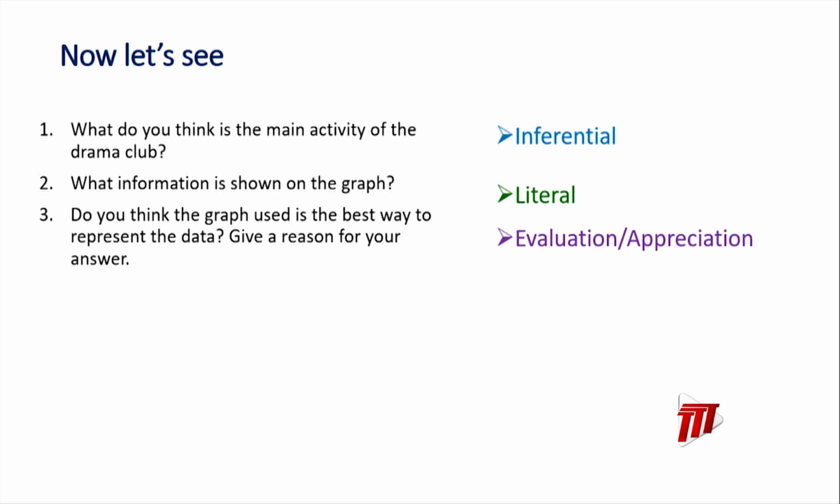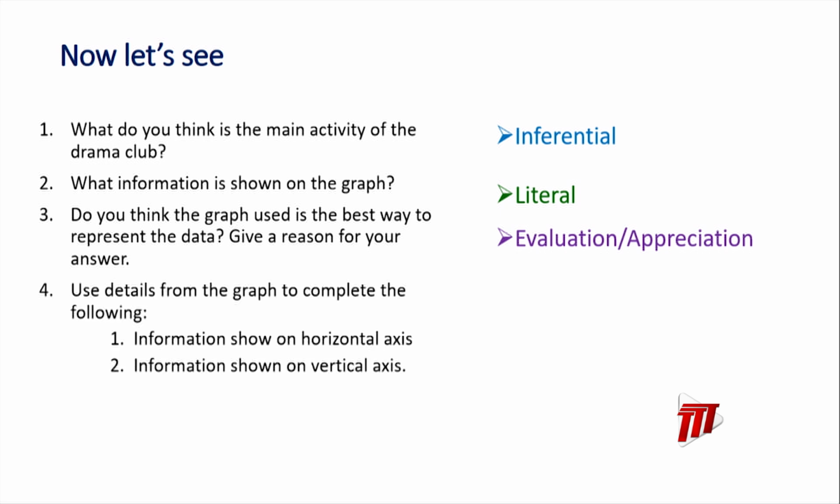Let's have a look at our fourth question. Using details from the graph, complete the following. Information shown on the horizontal axis, information shown on the vertical axis. So the question says use details from the graph. We're using information that is there, and you're getting it correct. I'm hearing the answers. It's a literal question.